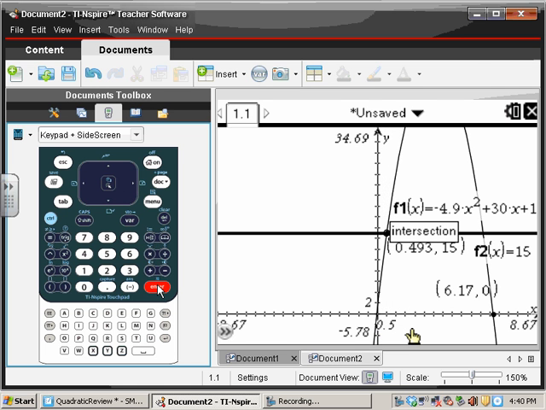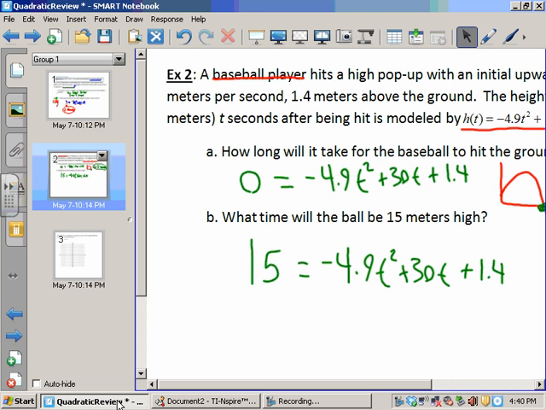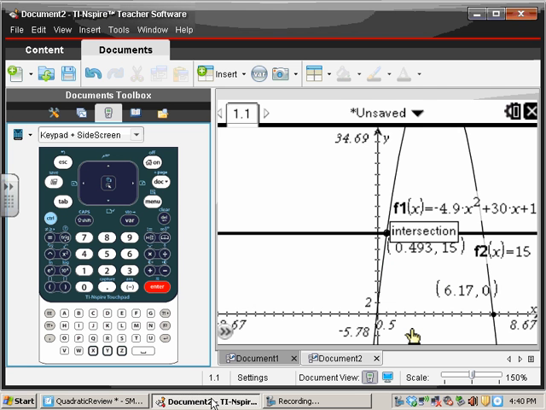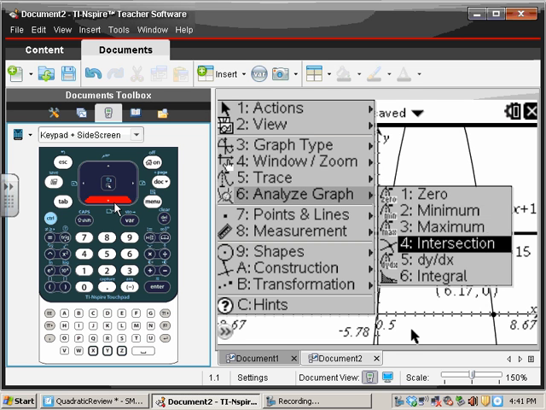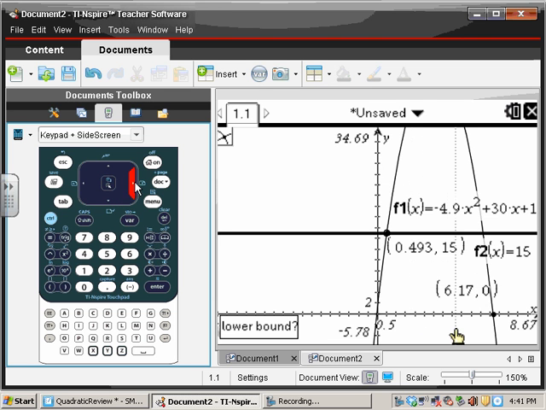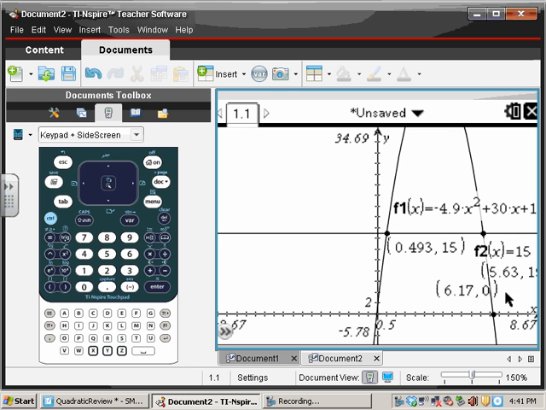So that's at 0.493 seconds. Let me write that down. And now the other, menu, analyze graph, intersection. Lower bound there, upper bound there, and that intersection is at 5.63.